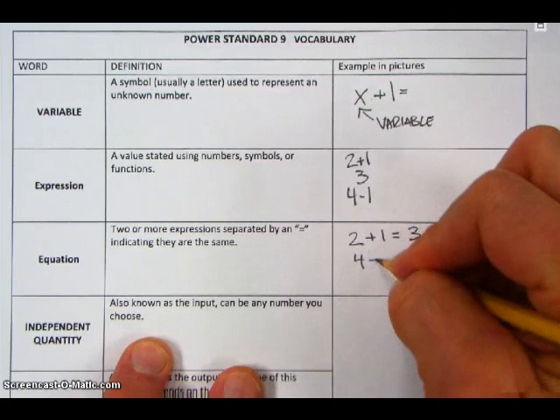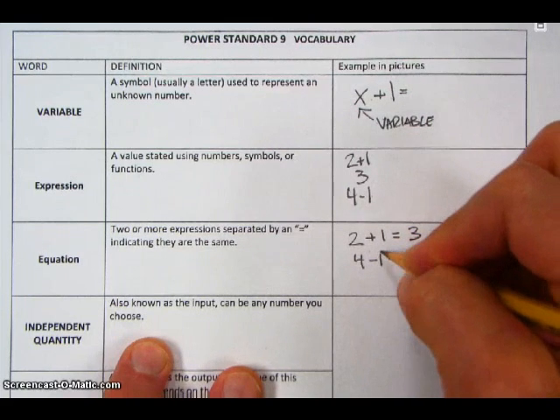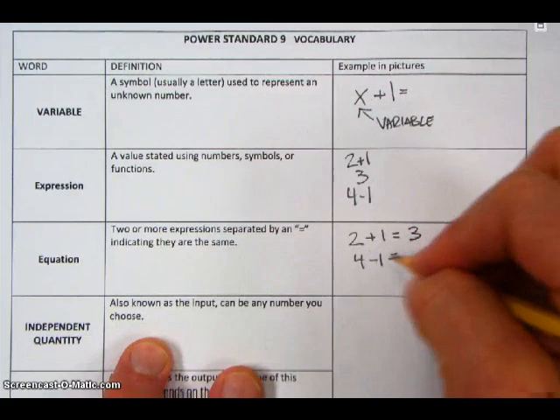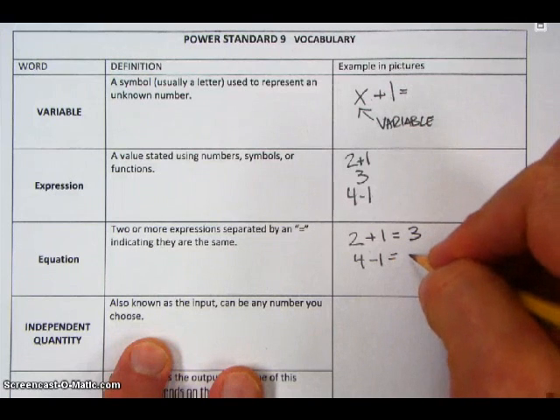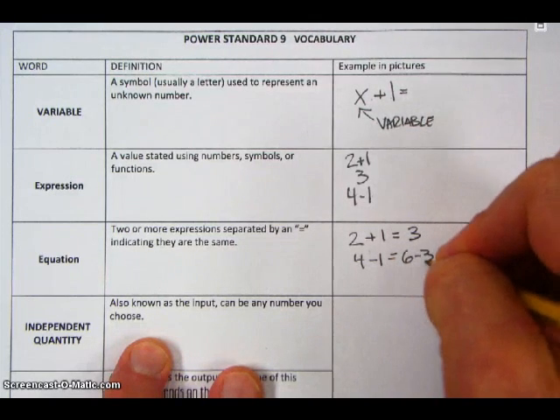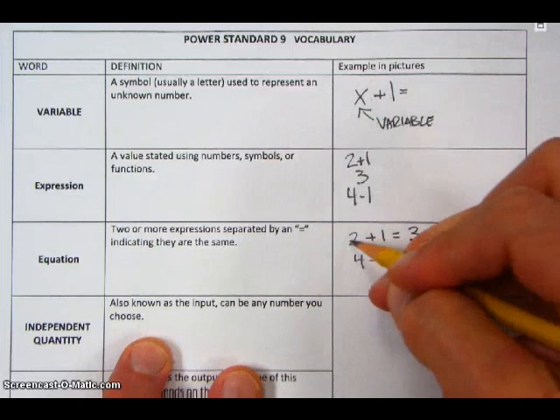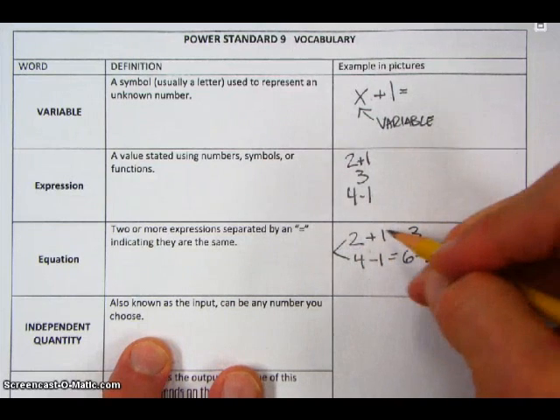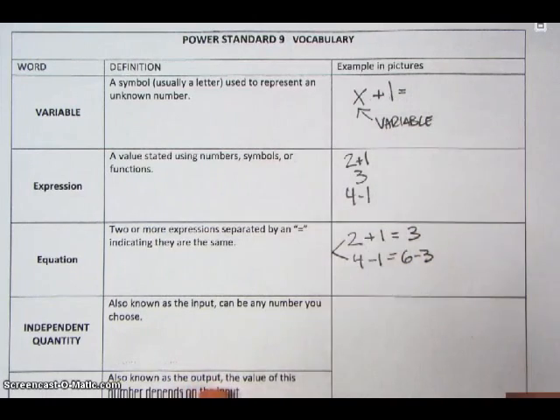Here's another one. 4 minus 1 equal to 3, but we could write the expression on the other side of the equation as 6 minus 3. So these are two equations, each having separate expressions on each side of the equal sign.